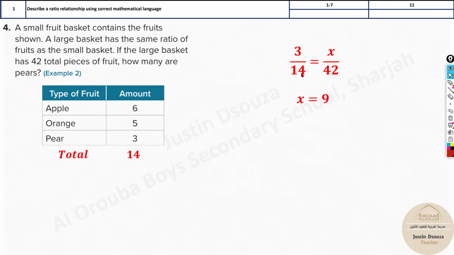Now you can use any table. See, you can use the 14 table, or you can use another table also.